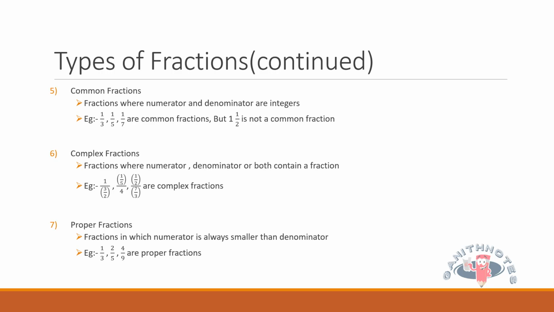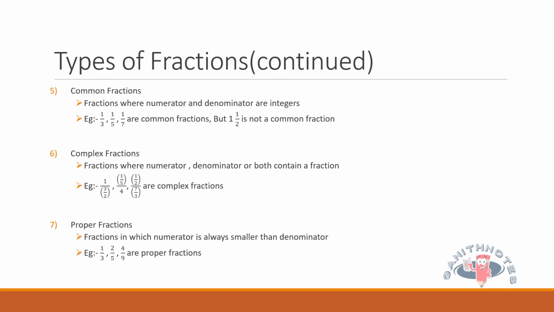But 1 and 1 by 2 is not a common fraction because it's another kind of fraction which we will be discussing later, where we do not have an integer as a numerator and we do not have an integer as a denominator specifically, so it does not belong to common fractions.